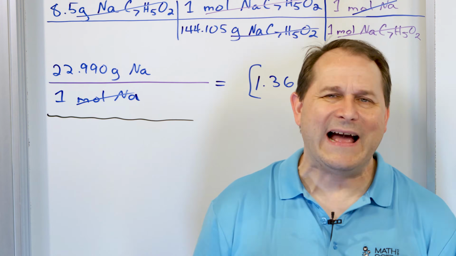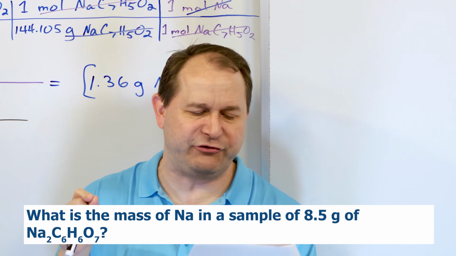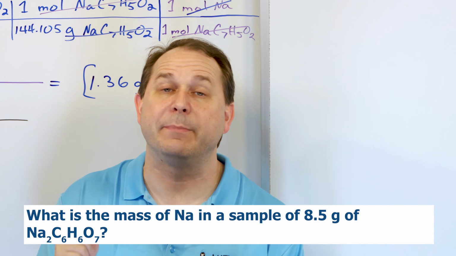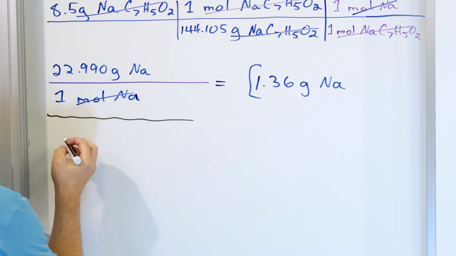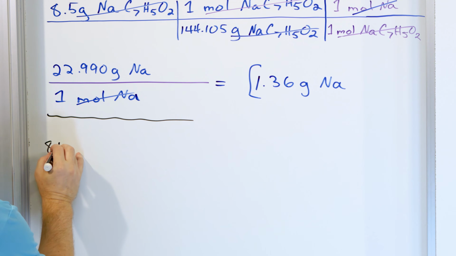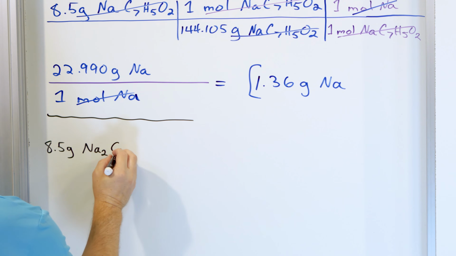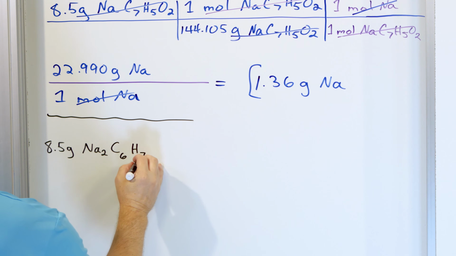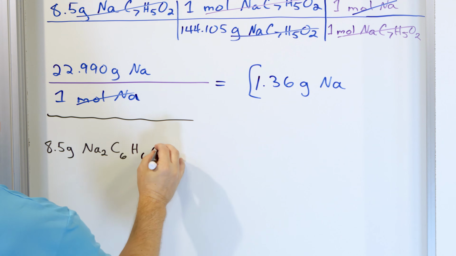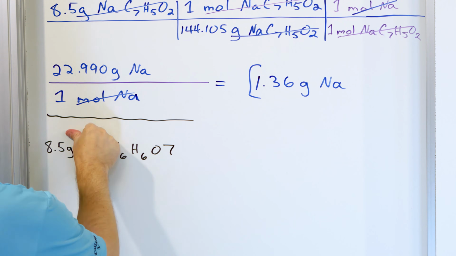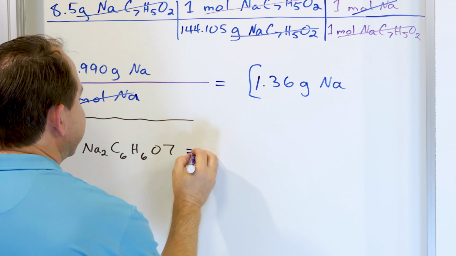All right, so last problem of this type, we have an 8.5 gram sample of Na2C6H6O7. We want to figure out how many grams of sodium are in an 8.5 gram sample of that substance. So we do the same thing again. We write down what we know: 8.5 grams of that substance, which is Na2C6H6O7. And actually, even before we do that, I'm going to erase this. Let's find the molar mass of this, because we know we're going to need it, so let's just go ahead and do it first.